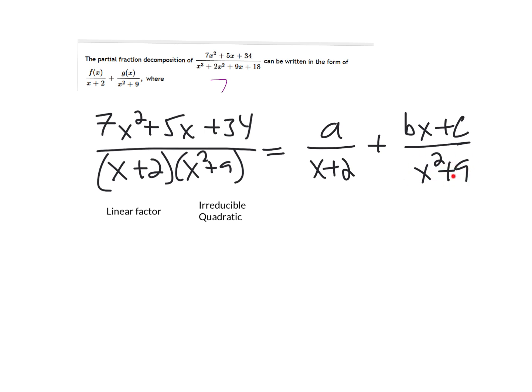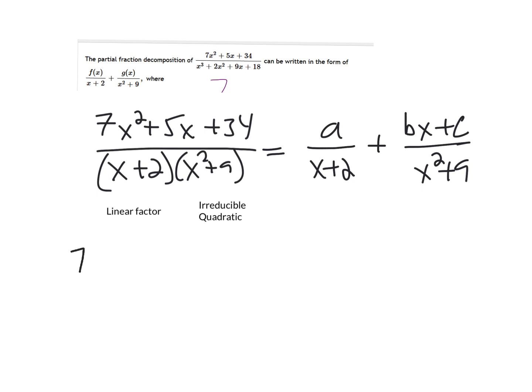For the irreducible quadratic, the degree of the numerator is always one less than the degree of the denominator, right? So see, that's a constant, a times x to the 0, well, that's one less than x to the first. Okay, so same thing here. So now we just got to clear the denominators by multiplying everything by that x plus 2 times x squared plus 9.